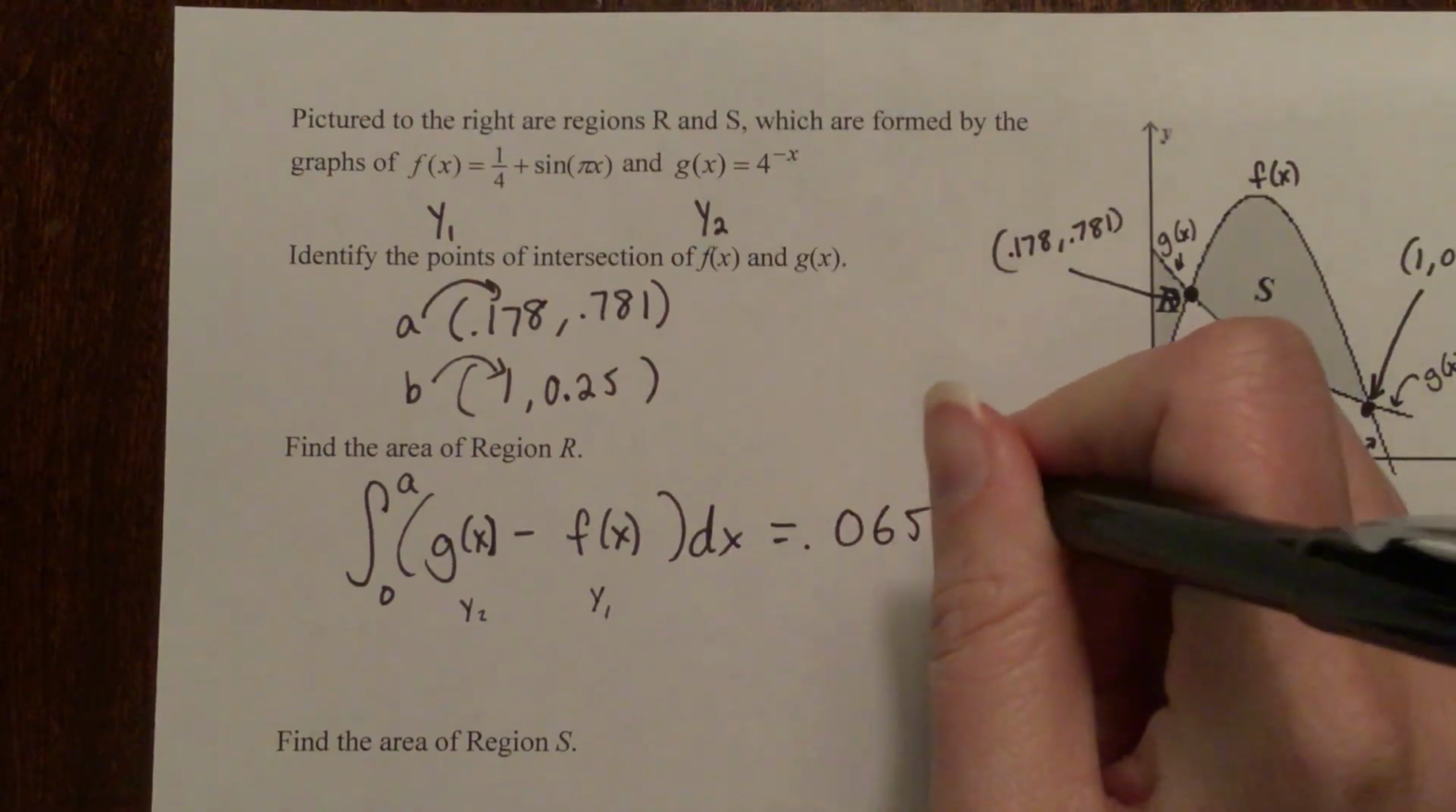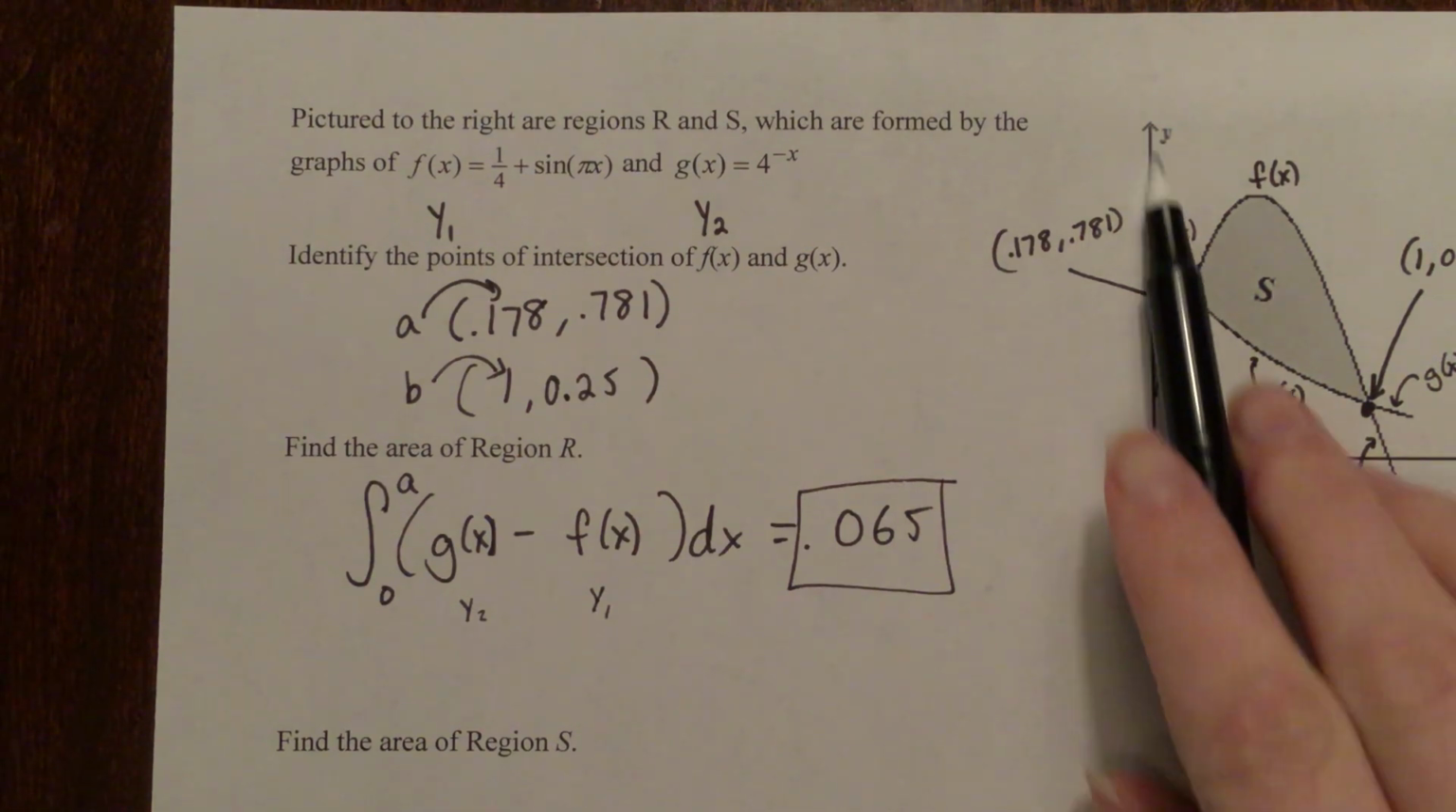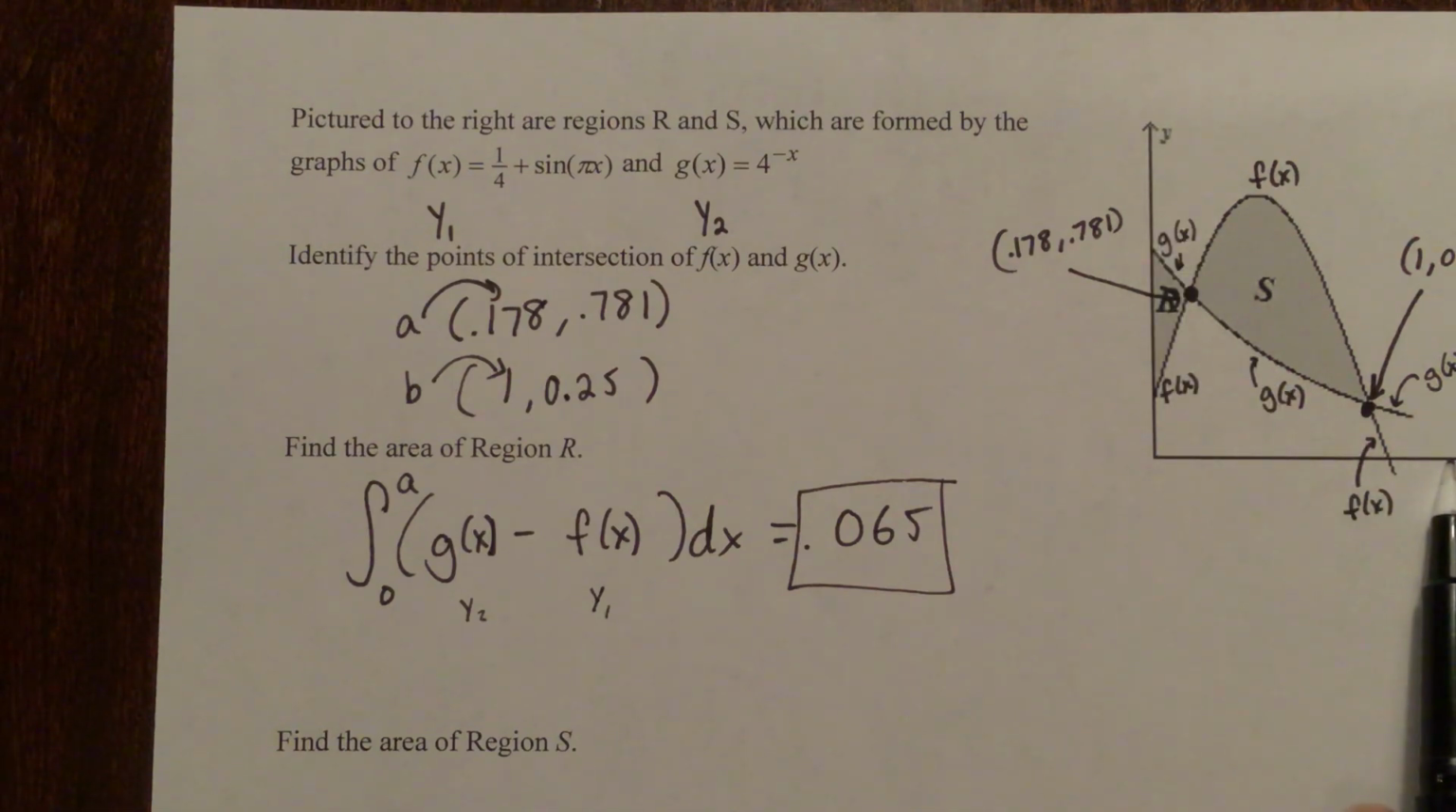You might be thinking that looks like a really small number, and it kind of is. Think about how small our window is. This height is like 1.5, and this was like 1.5 across or something like that. Okay, next one, find the area of region S.